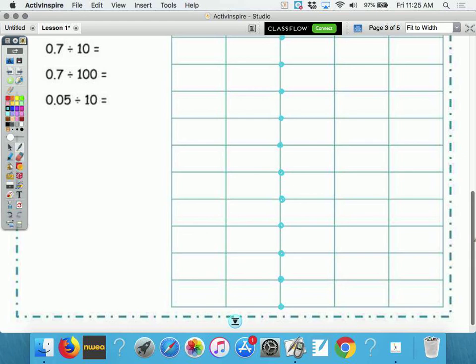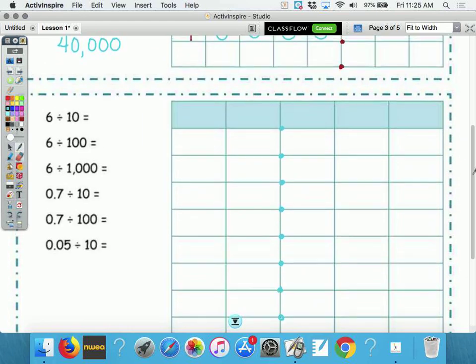I'm going to go up to the top and label that place value chart. Tenths, hundredths, thousandths, ones, and tens. Did you get yours labeled already? Yes, I almost have.